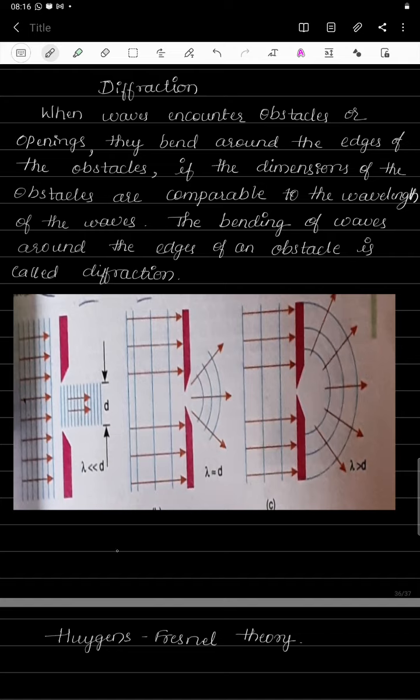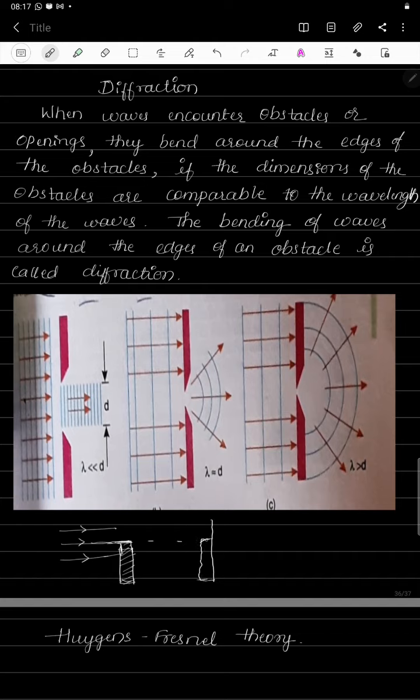Let us suppose this is the obstacle, something that is not allowing the light to pass through it. Let us suppose the light is traveling in this direction. So when the light waves hit the edge of the obstacle, and if you place a screen here, what we should expect is that the shadow of this obstacle will be of this much.